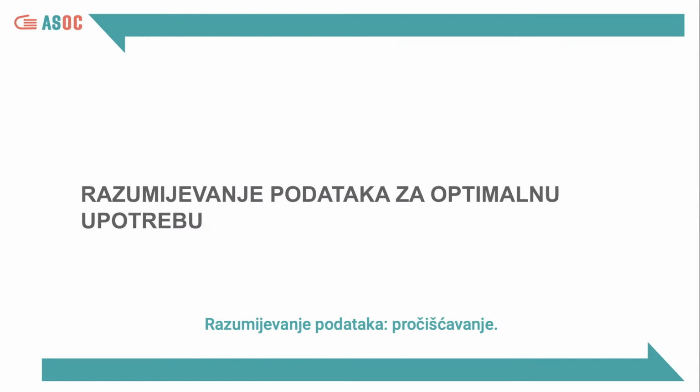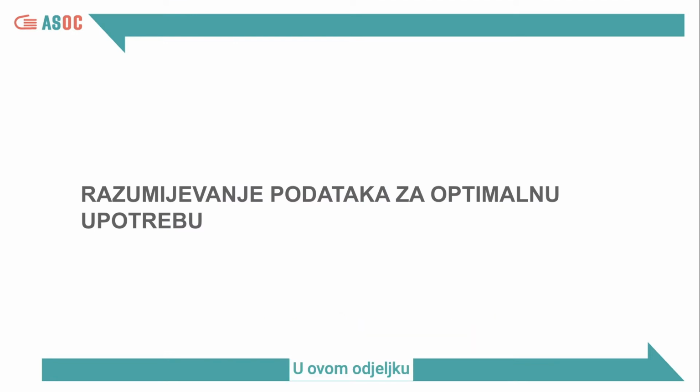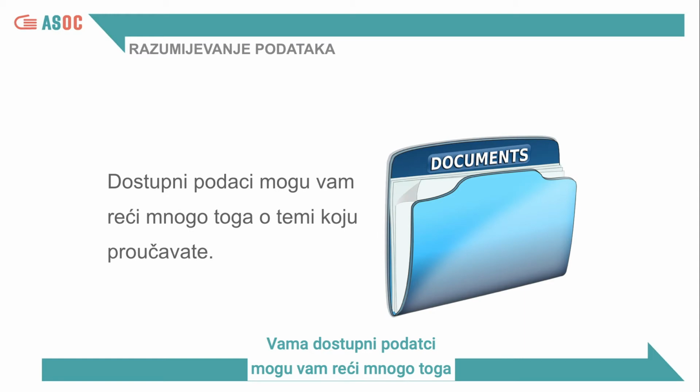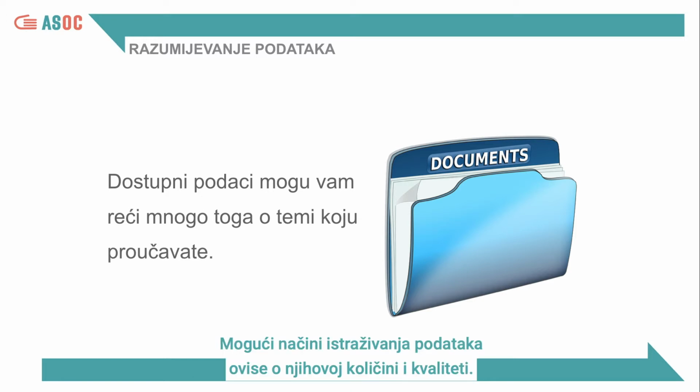Understanding the data. Refining. In this section, we will look into how to better understand data, its features, the information it contains, and how to refine data, or to clean it and make it ready for analysis. The data available to you can tell you many things about the phenomenon you are observing. The possible ways to explore data depend on its quantity and quality.